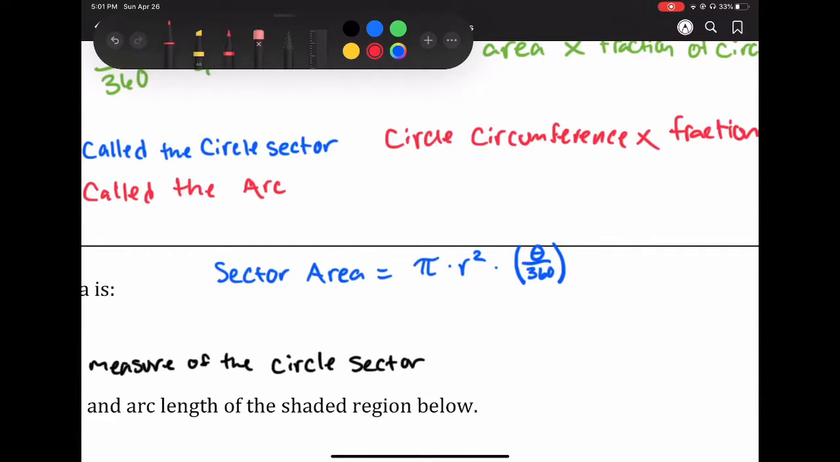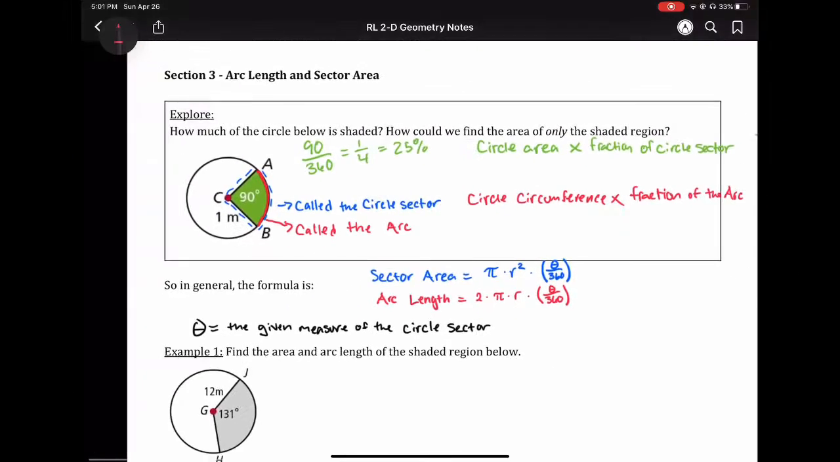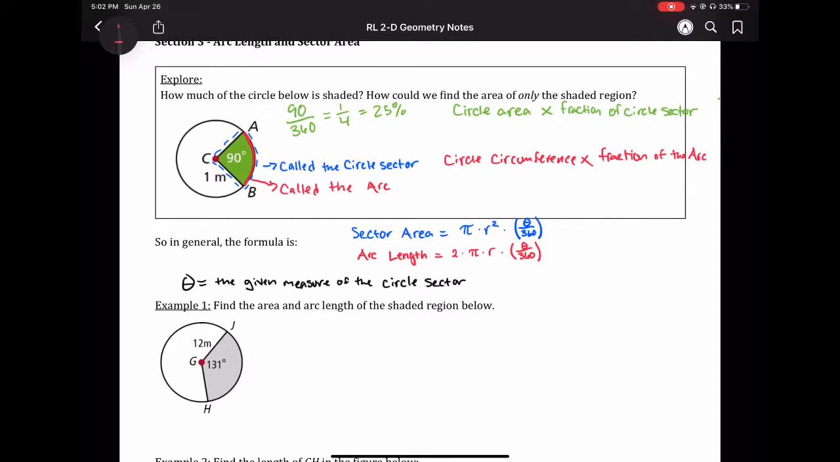So if I'm trying to find arc length, in general, the formula is the formula for circumference of a circle, which is 2 times pi times the radius times the fraction of the partial circle again. So that is going to be, again, that same fraction of theta over 360 degrees. So we're strictly working with the degrees inside the shaded region. All right, so now that we have our general formula, we're going to go ahead and get started on some examples.